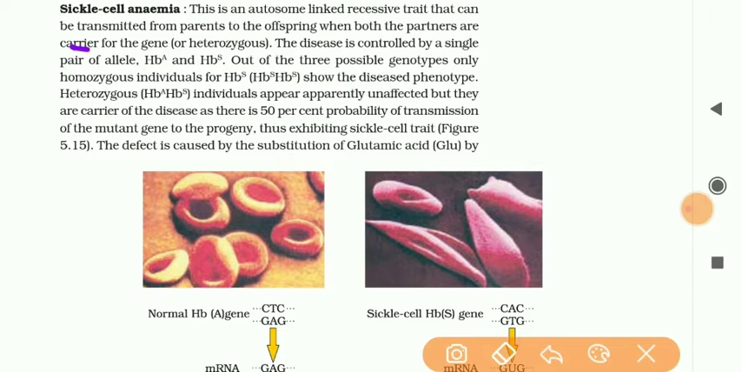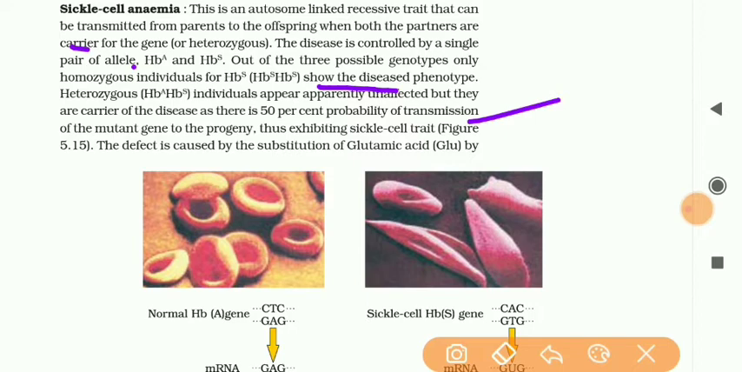This disease is controlled by a single pair of alleles, HbA and HbS. Out of the three possible genotypes, only individuals homozygous for HbS show the disease phenotype. A heterozygous HbAHbS individual appears apparently unaffected, but is a carrier of the disease, as there is 50% probability of transmission. When the heterozygous condition occurs, there will be only 50% chance of transmission of this particular disease.